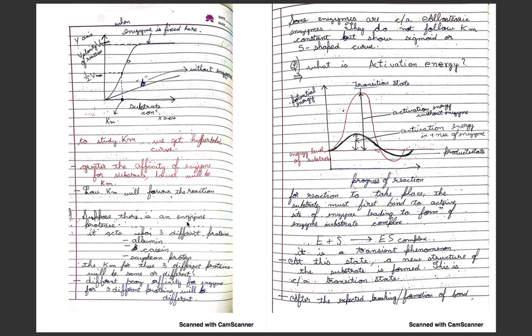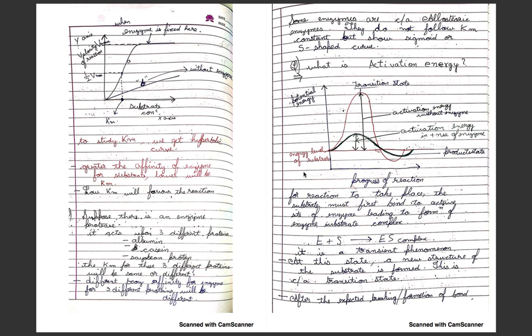Now, suppose there is a question on the enzyme protease. It acts upon three different proteins: albumin, that is egg white; casein, that is milk protein; and soybean protein. Now, will the Km for these three proteins be the same or different? It would be different because the proteins are different. For different proteins, the affinity for the enzyme would be different. Affinity of enzyme is inversely proportional to Km, so Km would also be different.